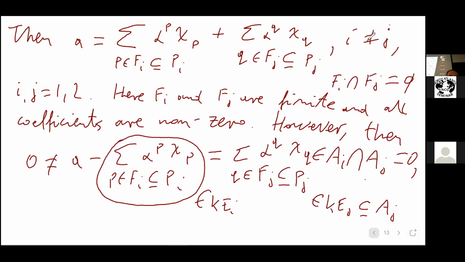Okay, so I hope it's clear, because this is in KEI, but A is not in KEI, so this is not 0. But the whole thing is an element in AI. This is an element in AJ. So this is an element of the intersection. So we have that something is simultaneously 0 and not 0. This hardly ever happens in an algebra. Of course, we might have a 0 algebra, but this is not a 0 algebra by assumption.